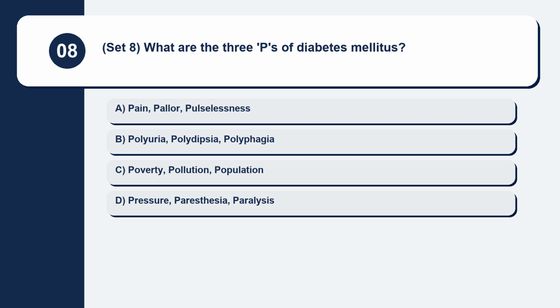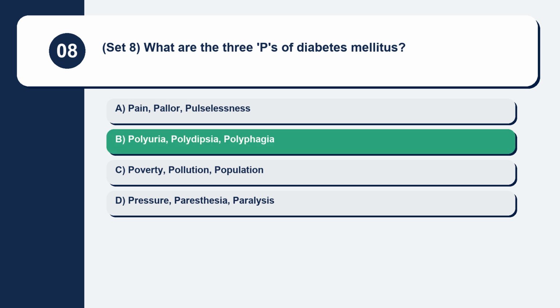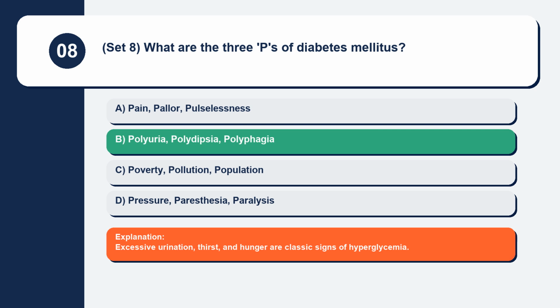Question 8. Set 8. What are the 3 P's of diabetes mellitus? Pain, pallor, pulselessness, polyuria, polydipsia, polyphagia, poverty, pollution, population, pressure, paresthesia, paralysis. Excessive urination, thirst, and hunger are classic signs of hyperglycemia.